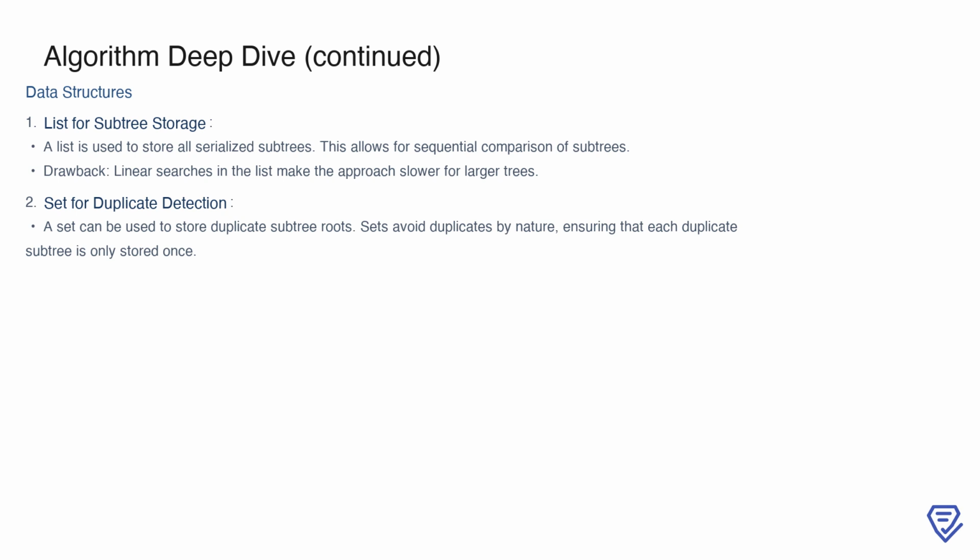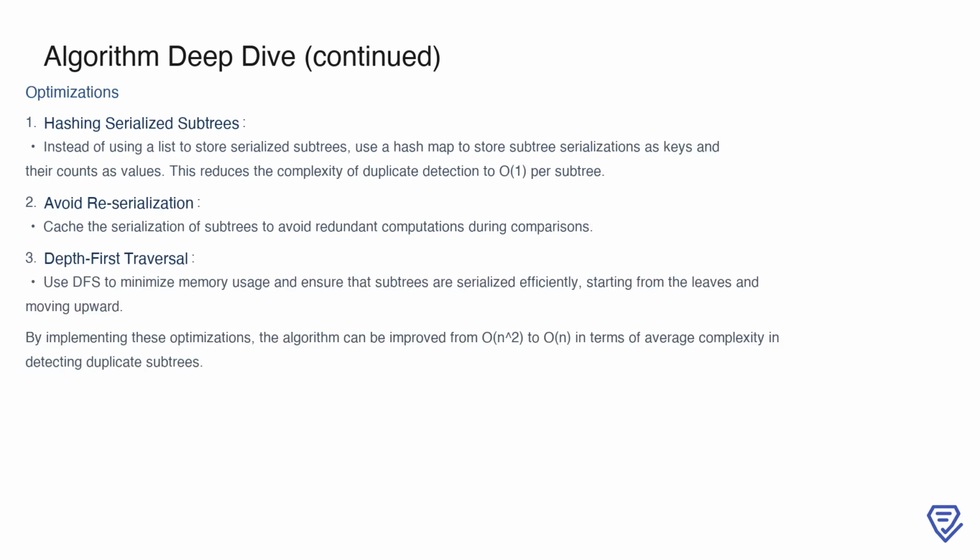with larger datasets. To optimize the algorithm, we can replace the list with a hash map. Instead of sequentially storing serialized subtrees, we use the hash map to store each serialization as a key and its occurrence count as the value. This allows duplicate detection in constant time, reducing the complexity significantly.